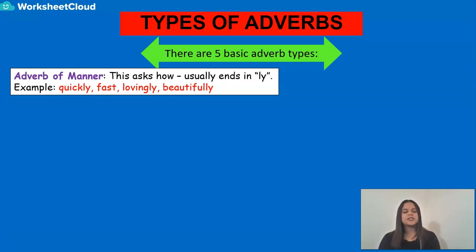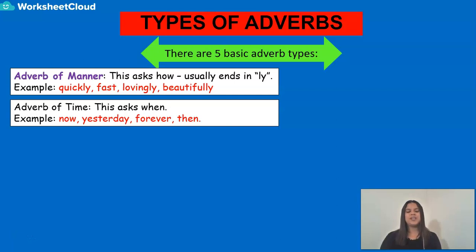When that question is asked and you get an answer like quickly, happily, fast, lovingly, beautifully, we know that it's an adverb of manner. Another way of telling whether it's an adverb of manner or not is by looking at the end of the word, and it usually ends in ly. I say usually, grade 5s, because sometimes it doesn't end in ly, like the word fast, but most of the time it ends in ly.